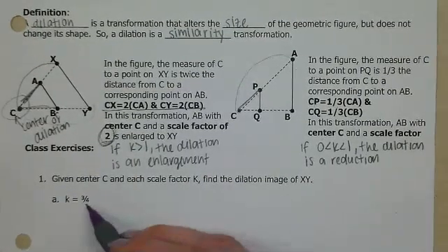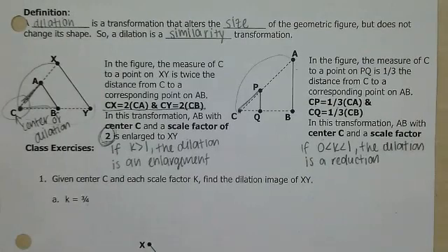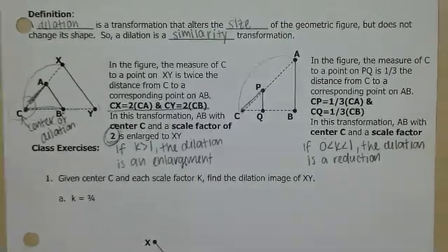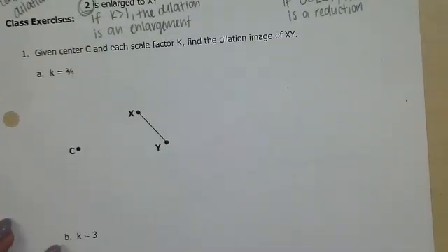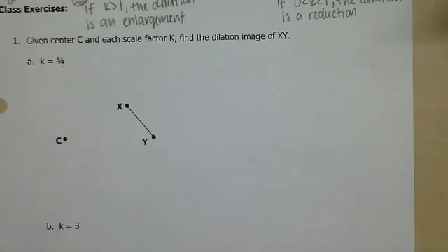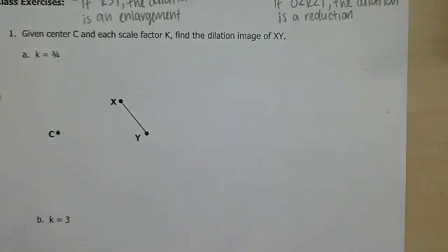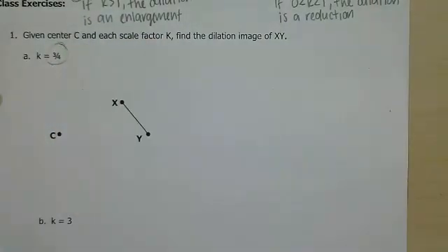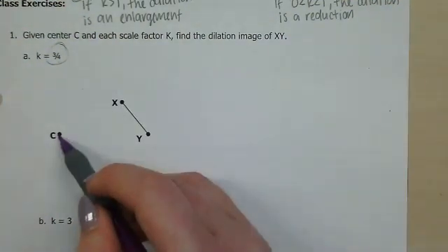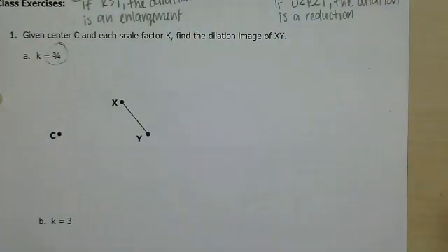They give us a scale factor, and they give us a point of dilation, and they want us to come up with the dilations. All right, so for example 1, they tell us our K, or our scale factor, is 3/4, and that C is our center. Okay, so if my scale factor is 3/4, is my new figure going to be bigger or smaller? Smaller. It's going to get smaller.